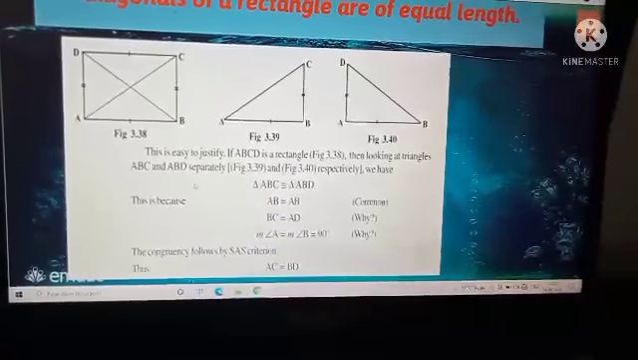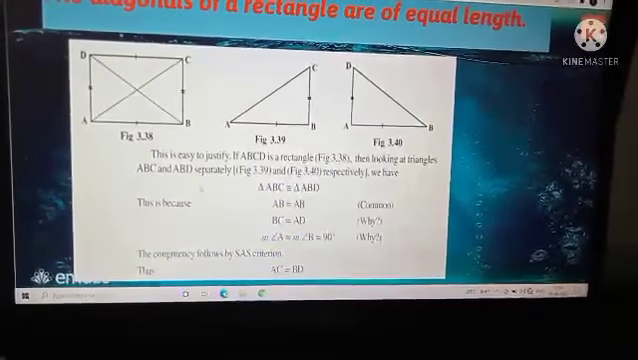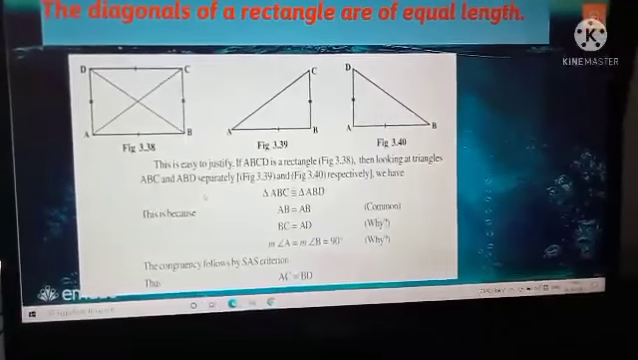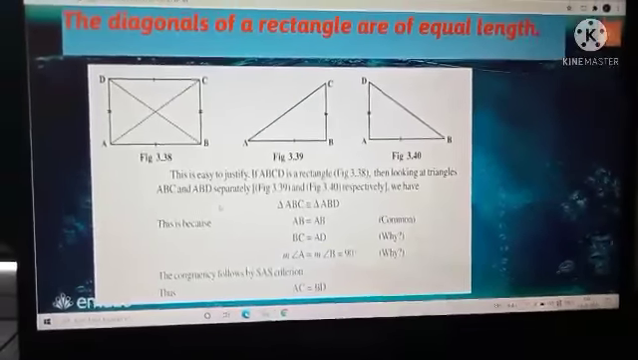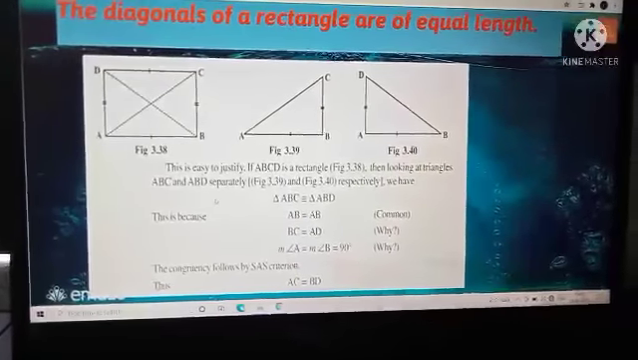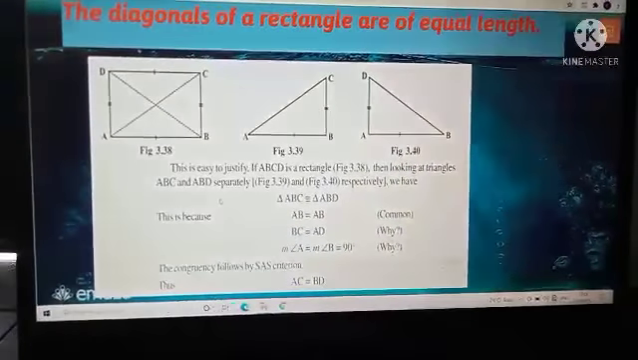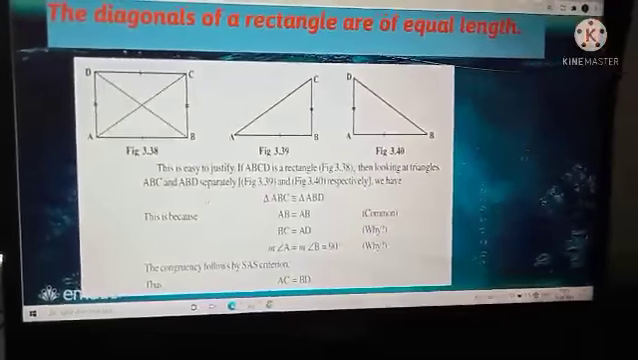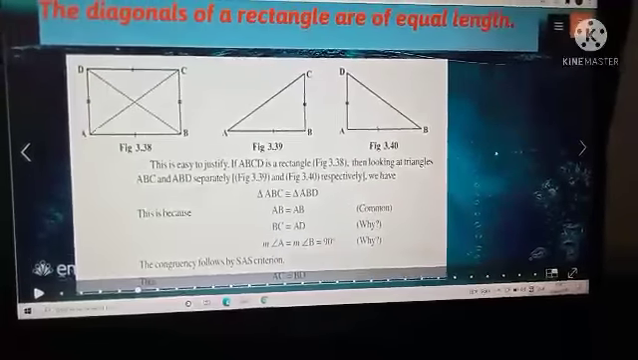And angle A is equal to angle B is equal to 90 degrees, because we know for a rectangle all the angles are equal and all the angles will be 90 degrees. So angle A is equal to angle B, 90 degrees. The congruency follows by the SAS criterion. Thus AC equals BD.